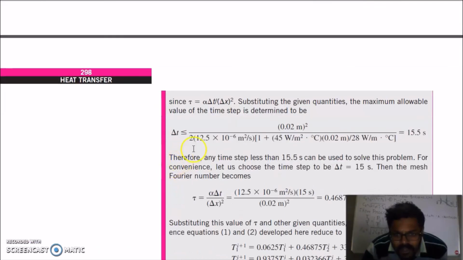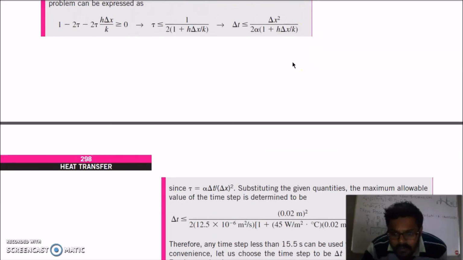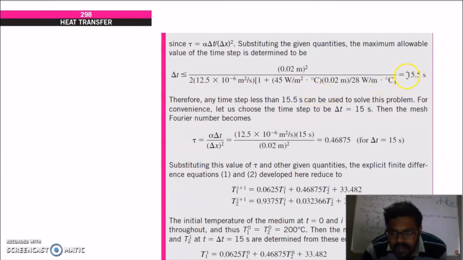So you will get del t by putting the value of all the parameters in this equation. Del x square, which is already 0.02 meter, 2 into the value of alpha plus 1 plus h, which is given as 45. This del x is 0.02 meter and k is 28 watt per meter degree Celsius. You will get del t must be less than or equal to 15.5 seconds. We will take del t equal to 15 seconds in this case.